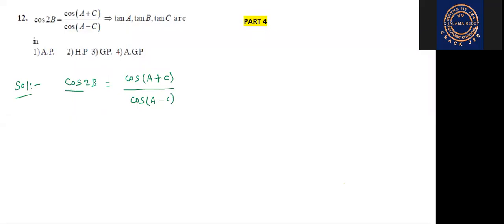Here, cos 2b on the left hand side, and on the right the denominator is 1. Cos 2b divided by 1 means cos 2b only. Now use the componendo dividendo method.